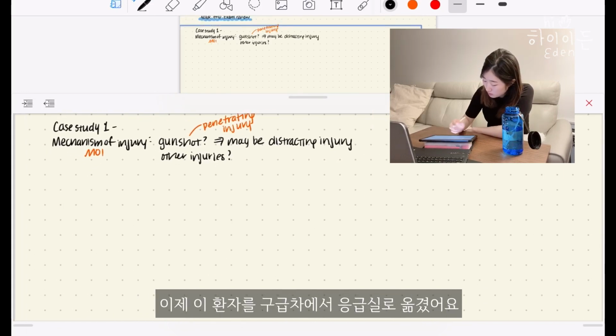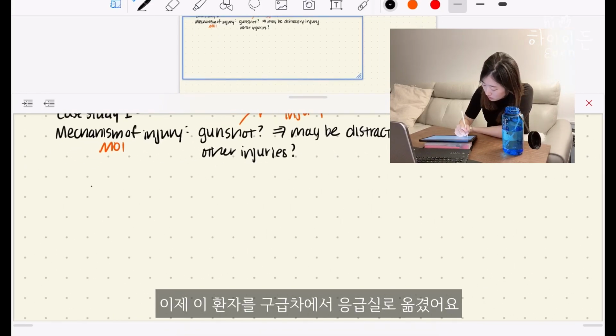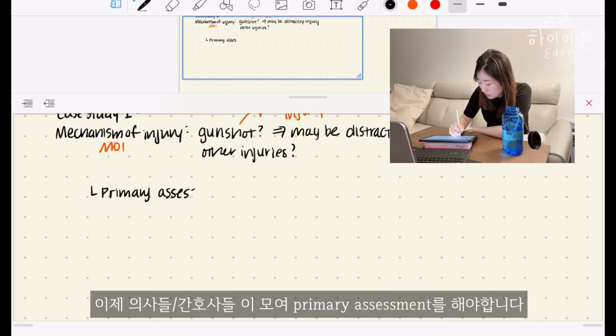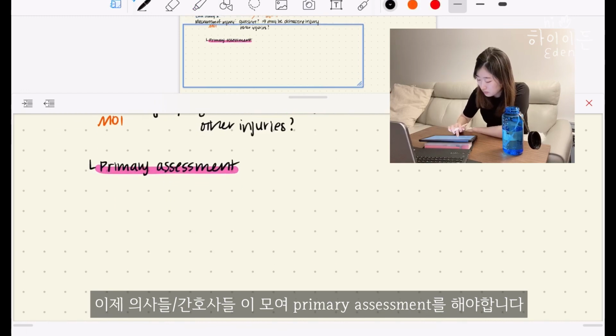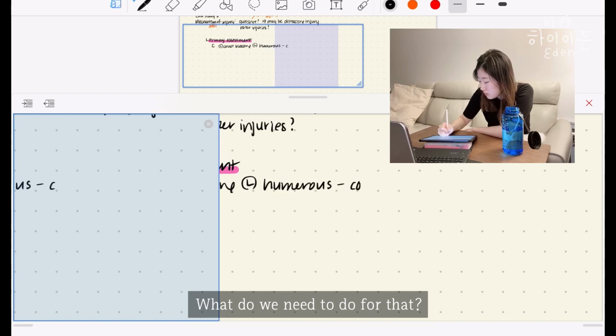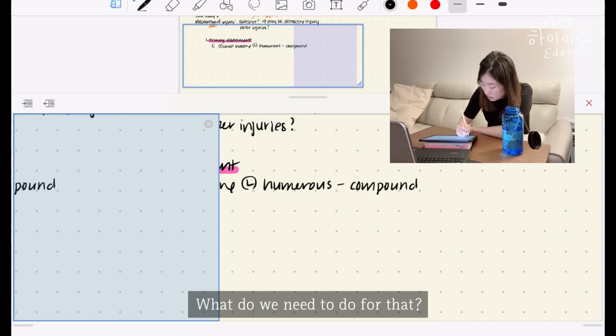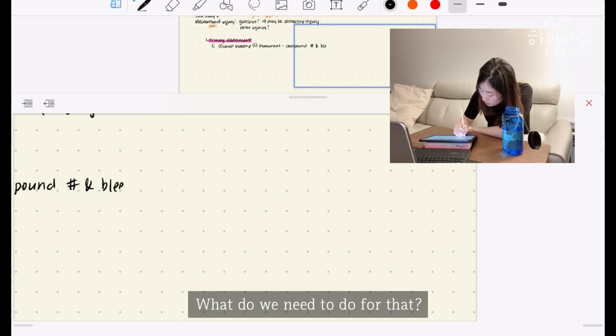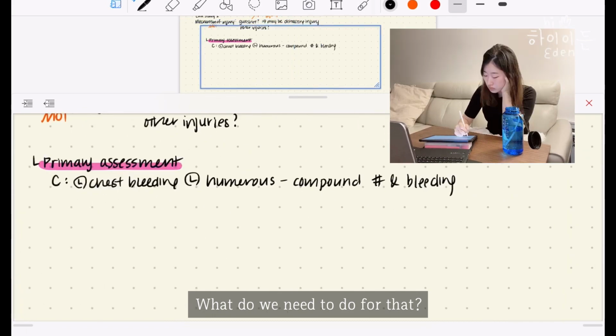We got this patient out of the ambulance bay, put him on a stretcher and wheeled him into the resuscitation room. So we're going to go through a primary assessment. I'm not going to get you to talk about everything that you're going to assess in each one of these sections. His upper arm has a compound fracture and it's bleeding quite extensively. So what do we need to do for that? Tourniquet. What are we going to do?